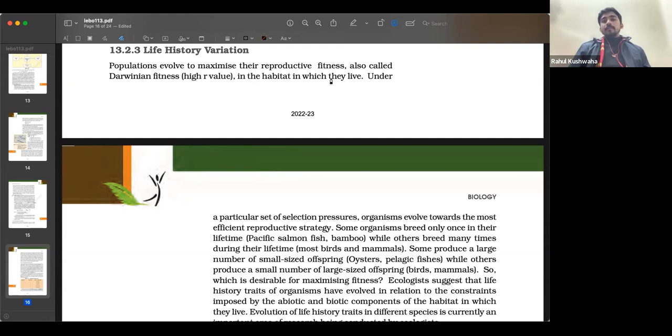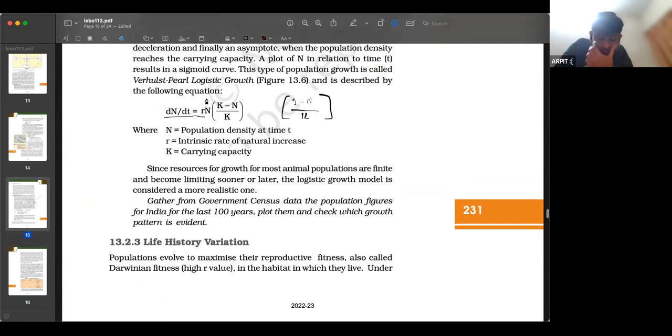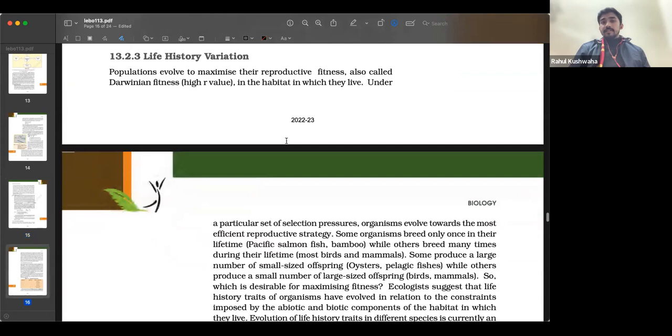So what I mean by reproductive fitness is basically a high R value, right? R is the intrinsic rate of natural increase. And if a population has more Darwinian fitness, it has a high R value. So this is what most of the organisms or populations want to achieve.